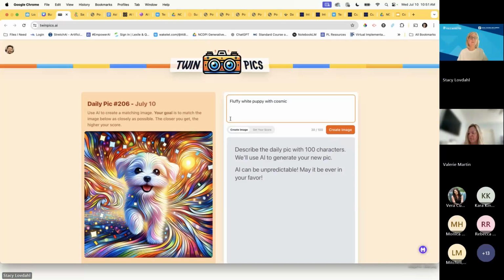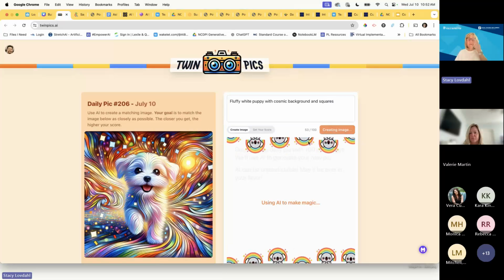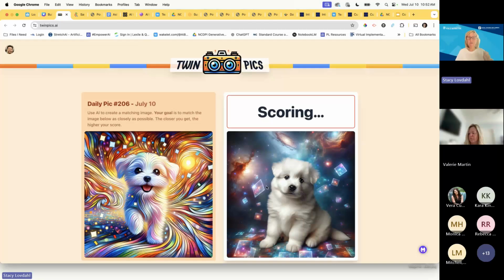Cosmic background and squares. Now this is going to be bad. And then you click create image. And so it's going to do it. And I'm just going to accept the fact that it's going to be terrible. Okay, so it's going to recreate your image. And what it'll do is give you a score.